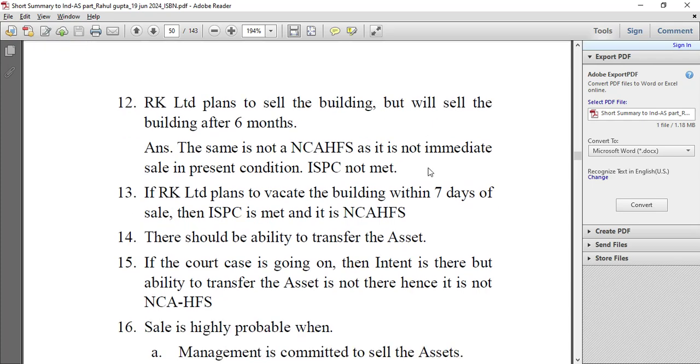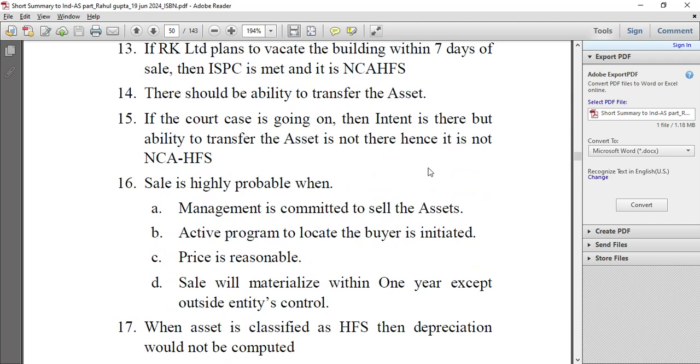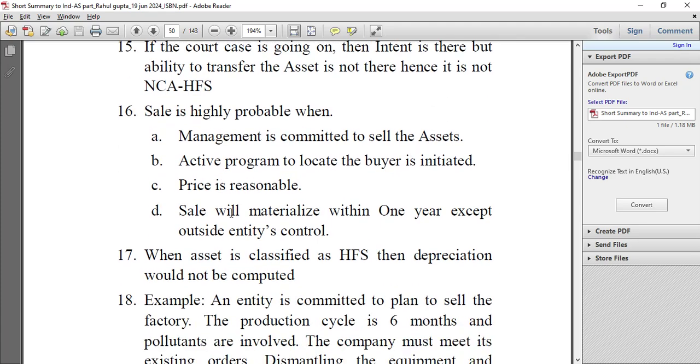There should be ability to transfer the asset. If a court case is going on, then intent is there, but the ability to transfer the asset is not there. Hence, it is not an NCA-HFS. Sale is highly probable when management is committed to sell the asset, an active program to locate the buyer is initiated, price is reasonable, and sale will materialize within 1 year except for outside entities' control. When an asset is classified as held for sale, then depreciation would not be computed.